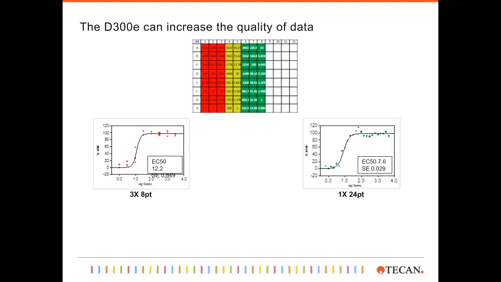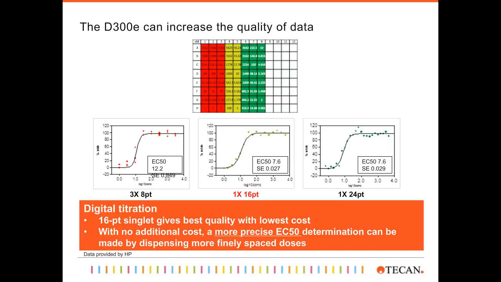However, if you take only 16 points and spread them nicely over the whole concentration range, you see that you can save a third of your wells and even get nicer data and better data quality. What that leads to is that it can help you save on your precious compounds and reagents.